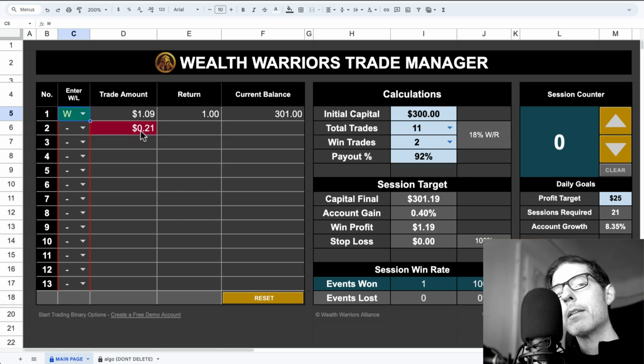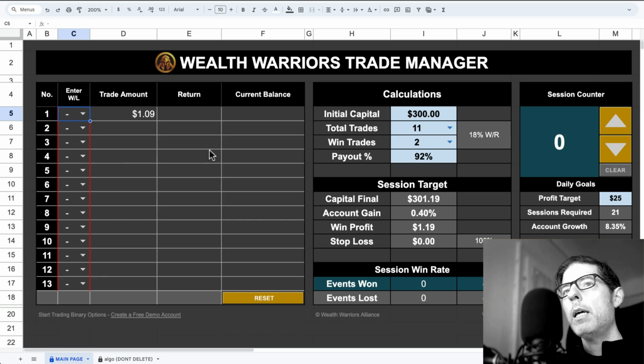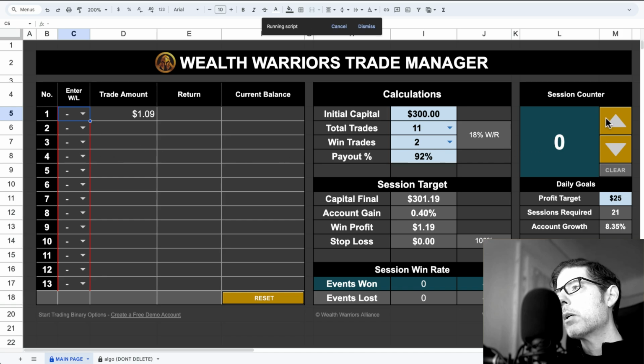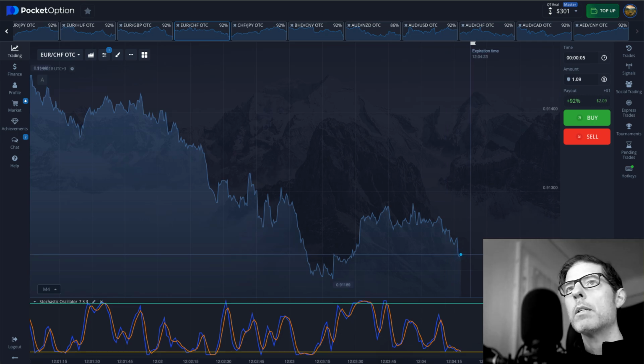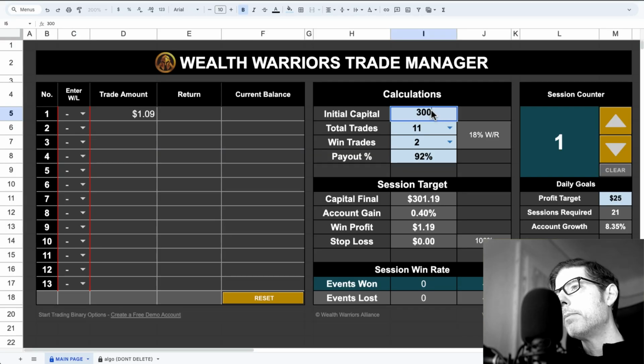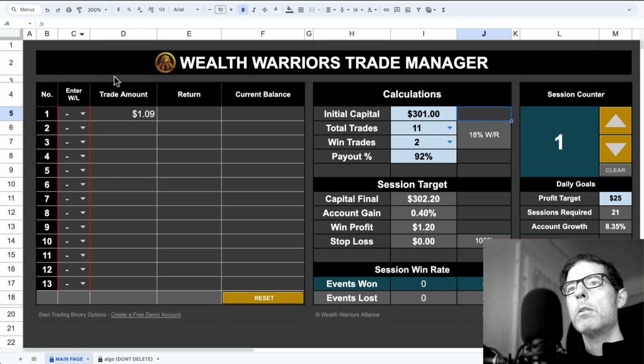And since we can't trade with less than $1 inside Pocket Option, I will consider this trading session completed. Let's mark this as one session completed over on the session counter. Great. The new balance inside Pocket Option is 301. Let's put this in here. Awesome. Let's do the next one.